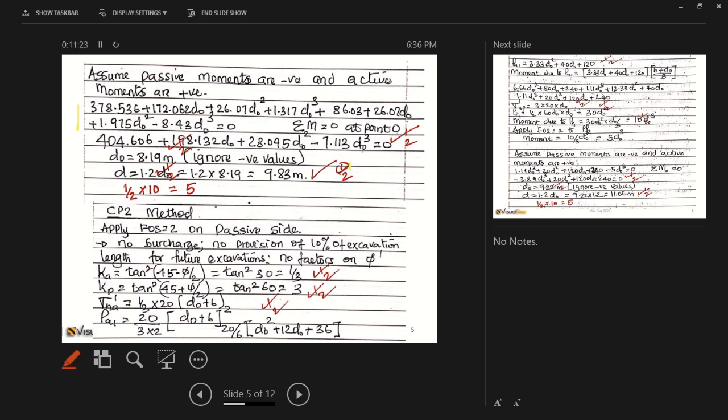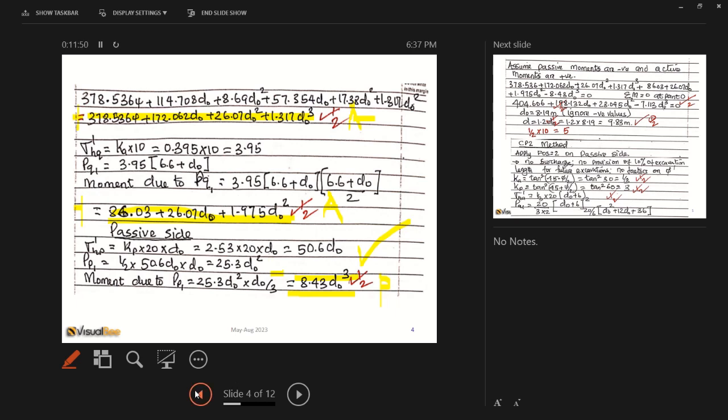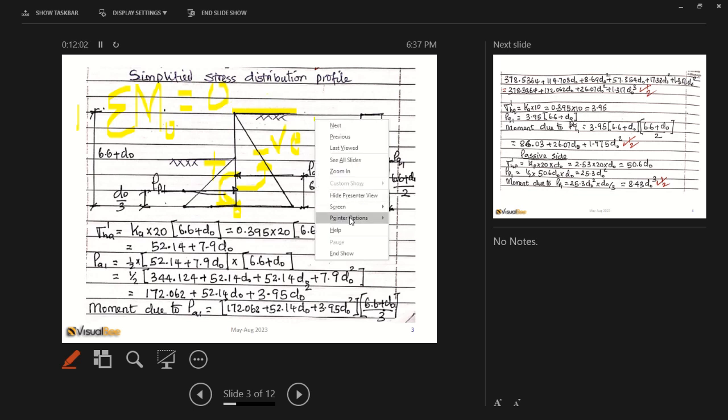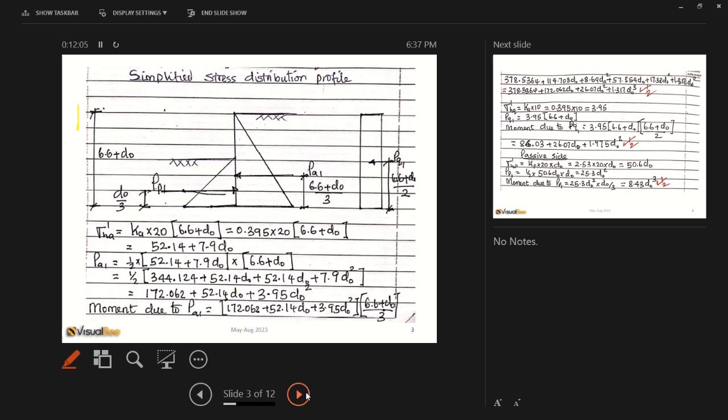Note that in the BS8002 method, you provide 10% of the clear excavation depth for future expansion. And also provide a surcharge of 10 kilonewtons per meter, and that is realistic, because when you'll be working, we will be using machines here. Machines will be used to help you do the excavation. So the surcharge is a very reasonable addition. Okay, so that's the BS8002.